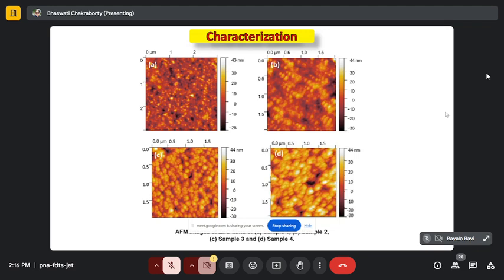Here we can see that the surface roughness varied from 7.2 nanometer to 30 nanometer as we move from TFT1 to TFT4. So all these characterizations suggest that as we increase the deposition time, our surface roughness is enhancing, and our defect density is enhancing as we move from TFT1 to TFT4.